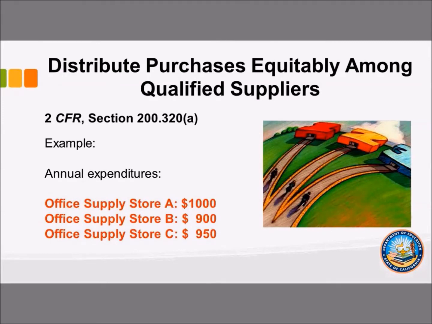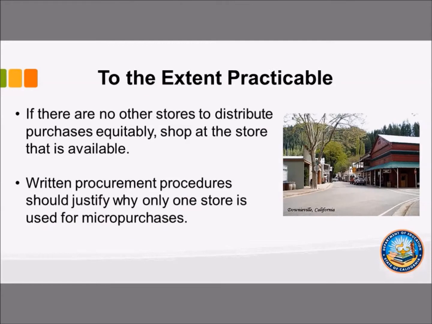Some agencies have asked what they should do if they are located in a rural area and there is only one store within a reasonable distance. That's a common question. The regulations state, to the extent practicable, spread purchases equitably among qualified suppliers. If there are no other qualified suppliers within a reasonable distance, then considering the cost of gas and increased labor hours, it would not be practicable to drive a long distance in order to spread purchases equitably among qualified suppliers.